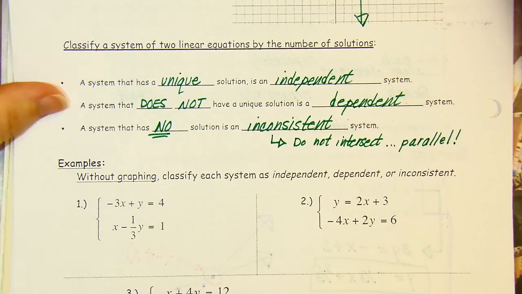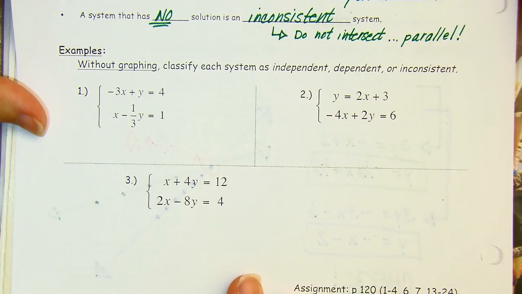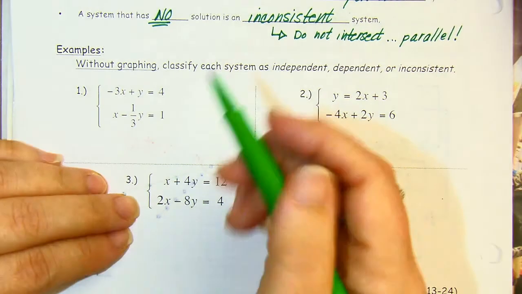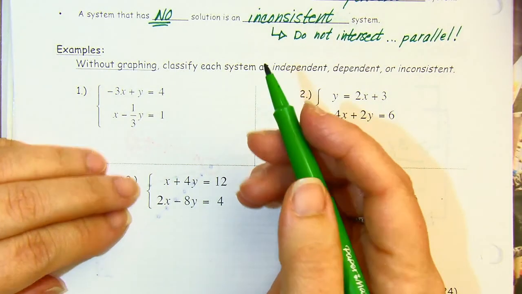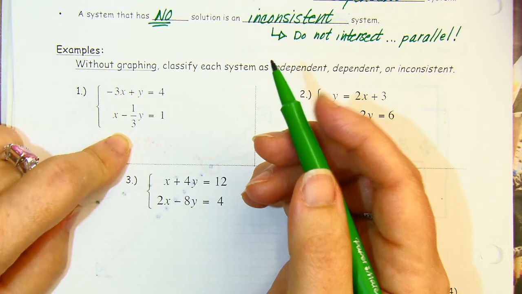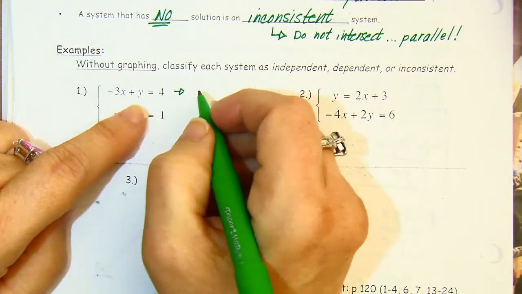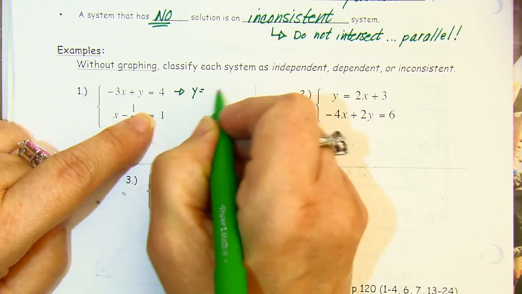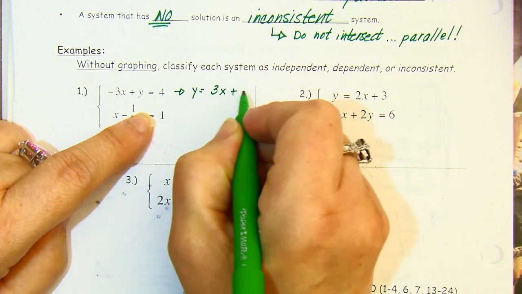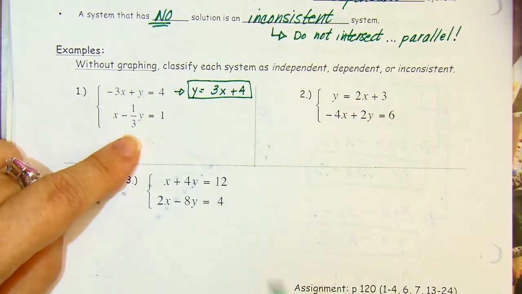All right, so notice what the directions in our next examples are. It says without graphing, so no graphing here. Without graphing, classify the system as independent, dependent, or inconsistent. So what we should do first is solve these equations for y. We're not going to graph them, but we're still going to solve them for y. So when I solve this equation for y, I get y equals 3x plus 4.